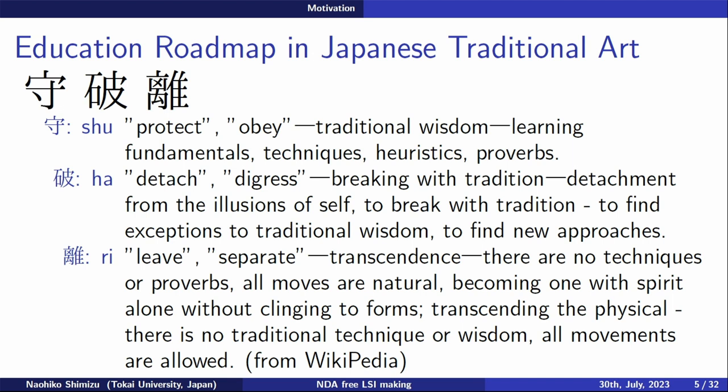Okay. And also, to educate engineers or any technologies in Japan, we say shu-ha-ri, the education roadmap in Japanese traditional arts, like Noh or Kagura. Shu is to protect and obey traditional wisdom. That exact way of what happened in the past, they must follow. And if he masters the past method, he can break the method and build new ideas. I think this method is valid for engineering also.